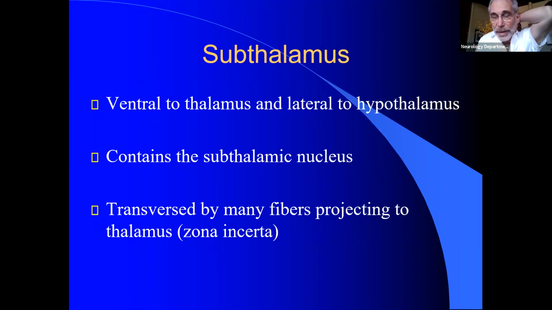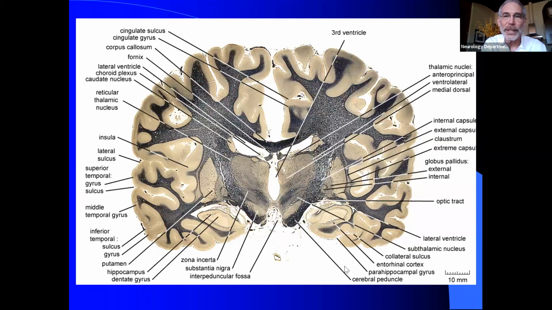We end with the subthalamus, which is obviously under the thalamus, the hypothalamus below the thalamus, the subthalamus under the thalamus. It is both ventral to the thalamus and lateral to the hypothalamus. And for the most part, it contains the subthalamic nucleus, but it's also traversed by a lot of fibers which give rise to this white matter region, collectively known as the zona incerta.